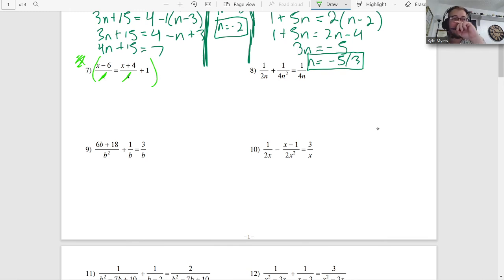And I still need to distribute that x to the 1, so I need to not forget to do that. But I have x minus 6, x plus 4, and x. Okay, well, the x's cancel here. Oh, no, they don't.